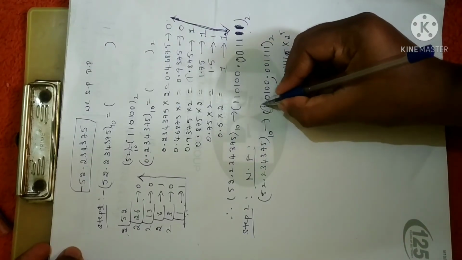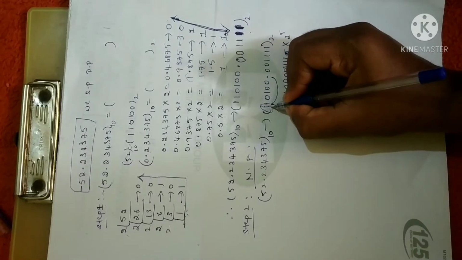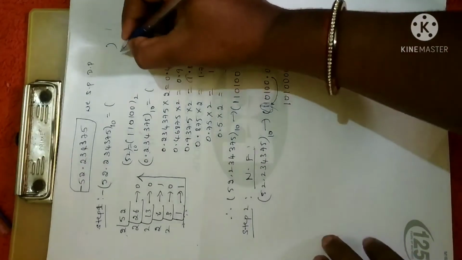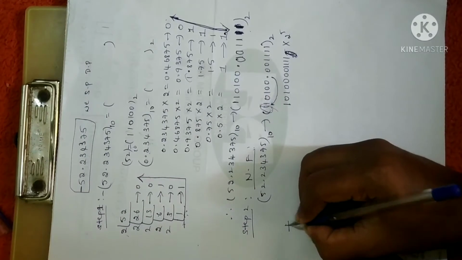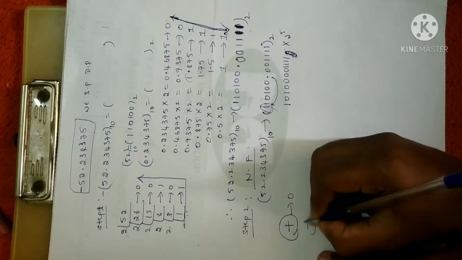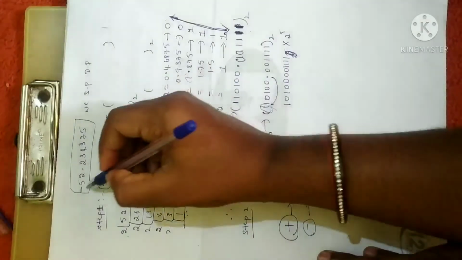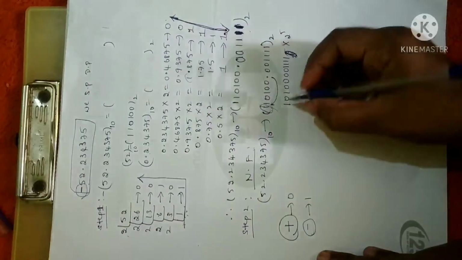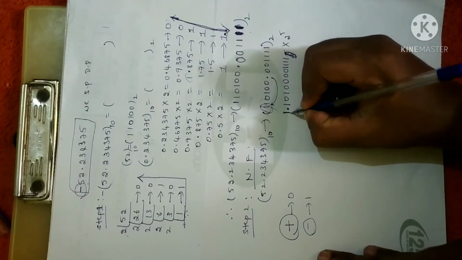Now, this I have already told you, this digit is significant to sign. If it is positive, if you want, you can note it somewhere else. If it is positive, you have to take it as 0. If it is negative, you have to take it as 1. Since in the given problem we have a negative sign, you have to take the bit as 1.